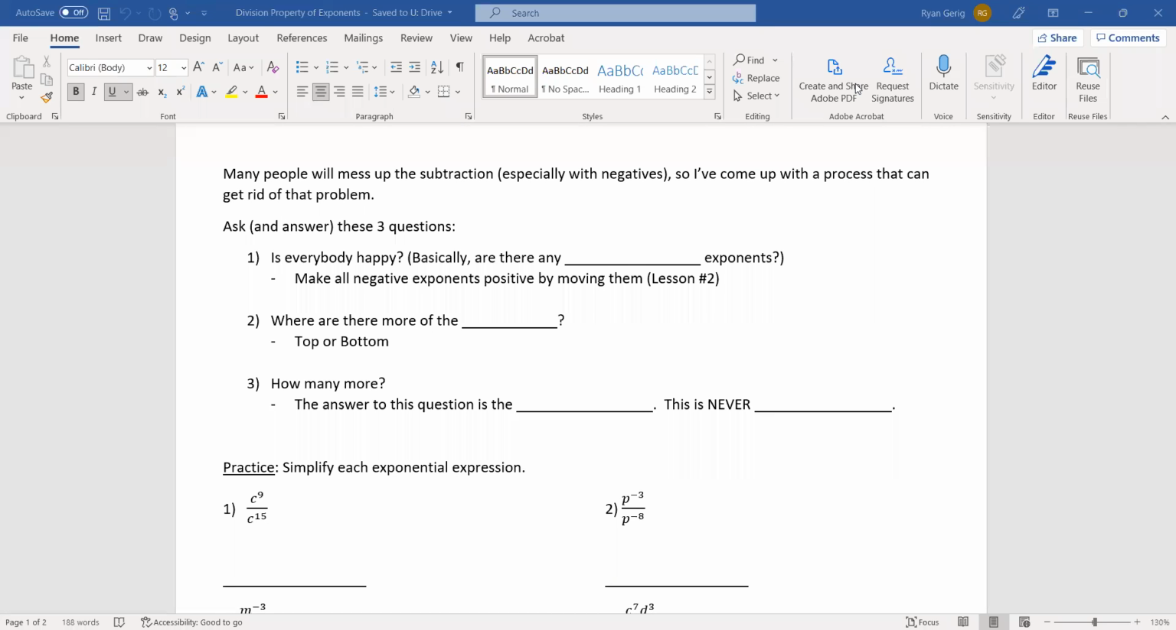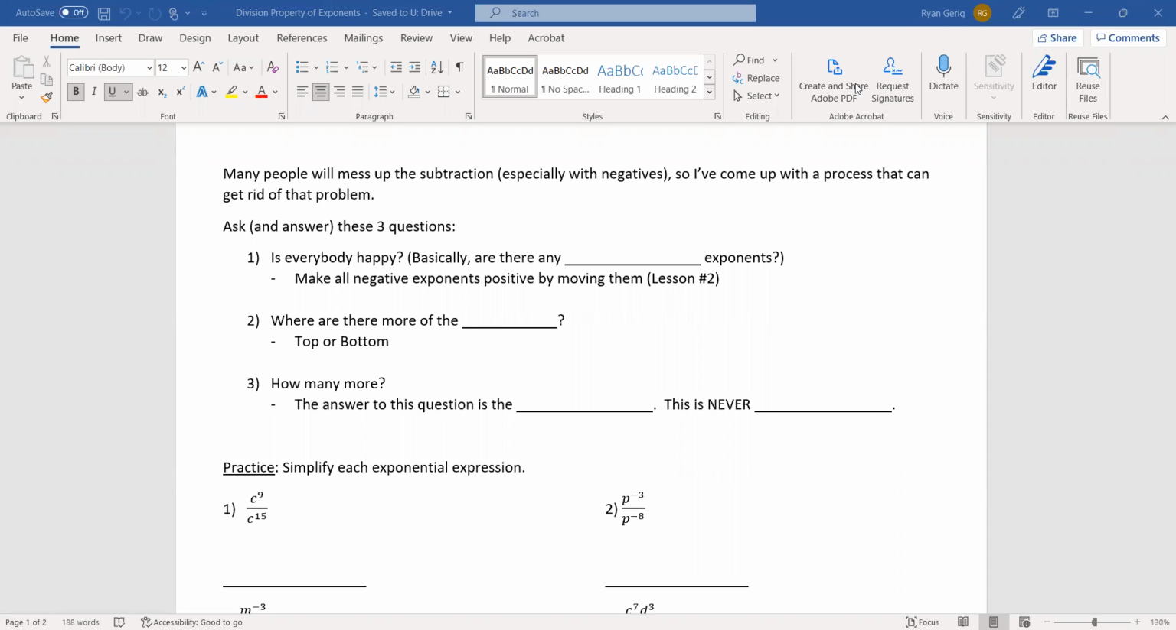So I've come up with a process that can get rid of that problem. Now, this is my process. I will tell you, if you look at a textbook or you look on Khan Academy or somewhere like that, you will see them tell you to subtract the exponents. And you can, like I said, but it's very possible you'll mess up, especially when there's negatives. So I'm hopefully going to get rid of those negatives. I kind of showed you with that previous problem what to do.